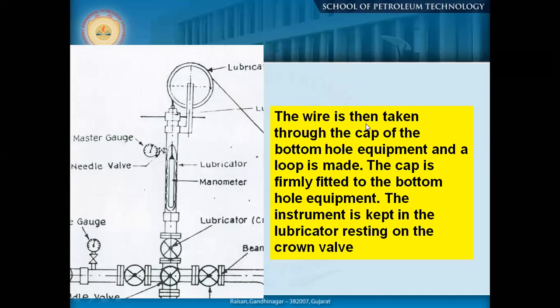Now the wire is taken through the cap on the bottom hole equipment, and a loop is made. The cap is firmly fitted to the bottom hole equipment. The instrument is kept in the lubricator resting on the crown valve.